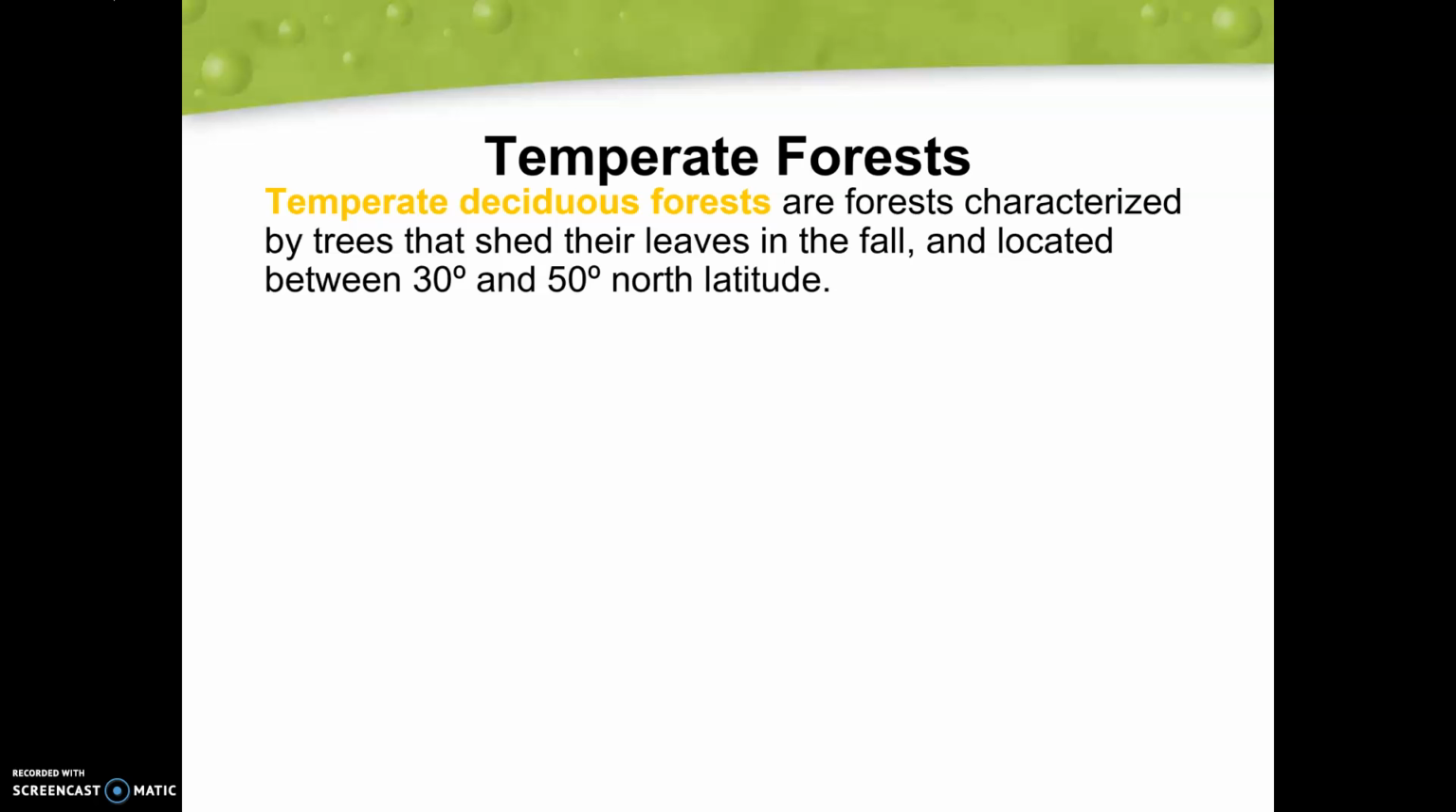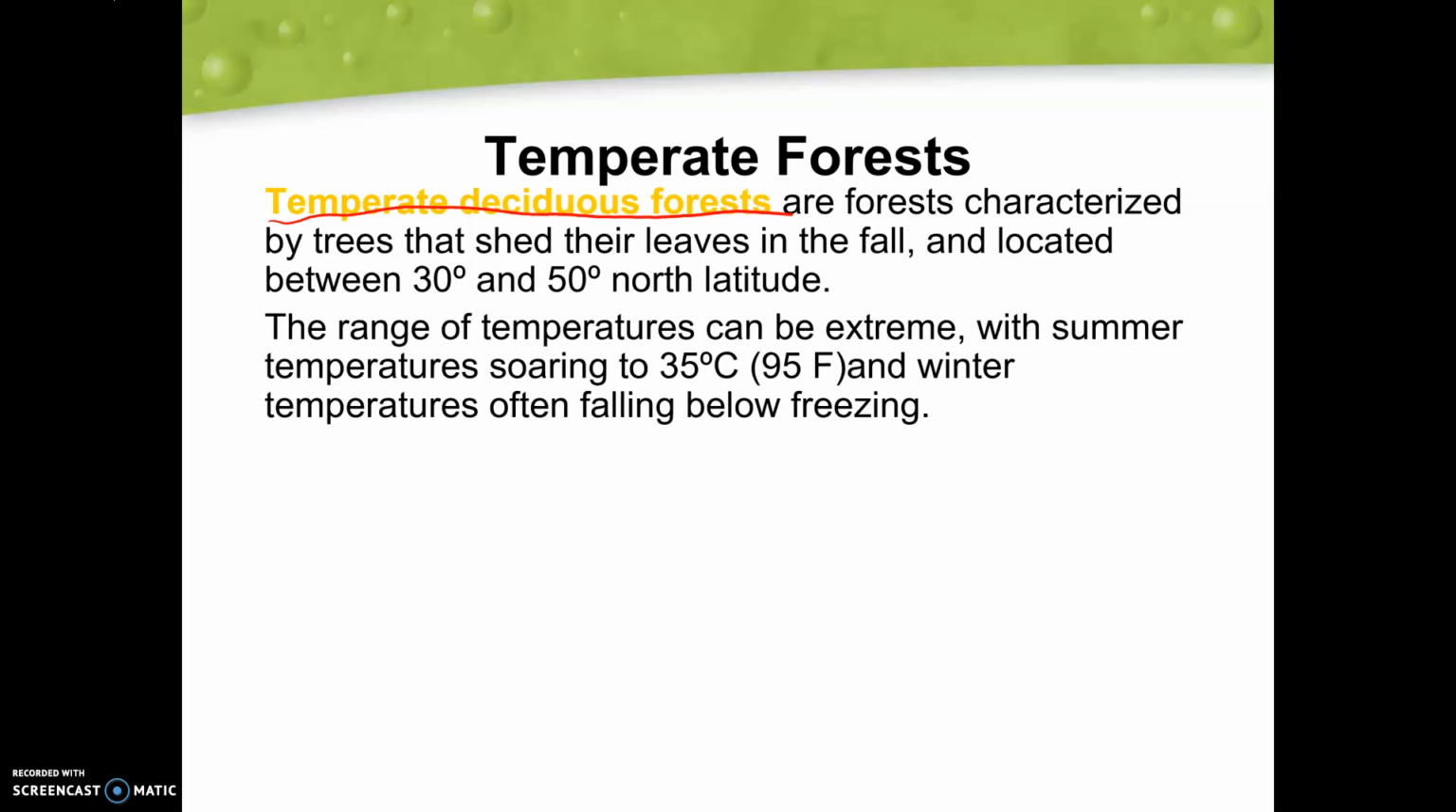Our next temperate forest is called our temperate deciduous forest. So this is a different term. Deciduous means trees that lose their leaves seasonally. So these are characterized, again, by trees that shed their leaves in the fall. This is very familiar with our forest being a temperate deciduous forest.